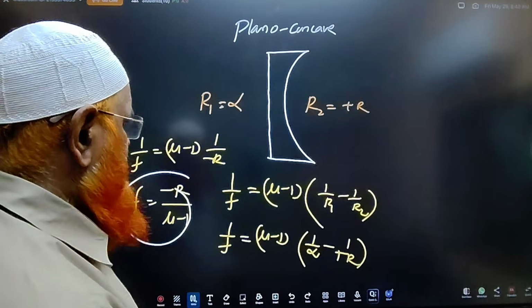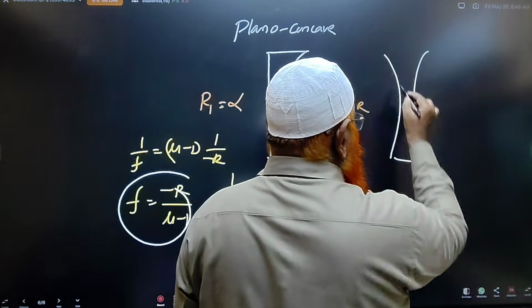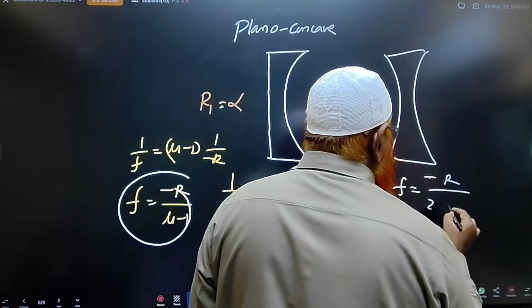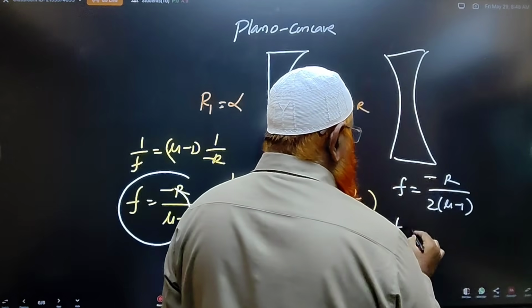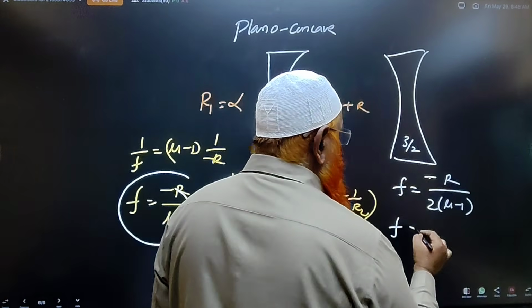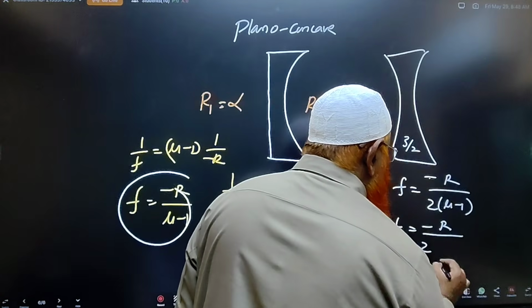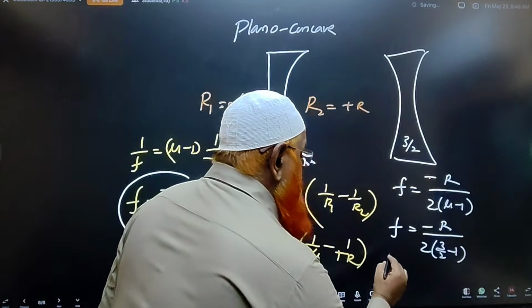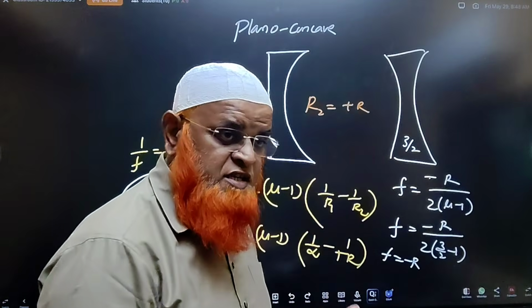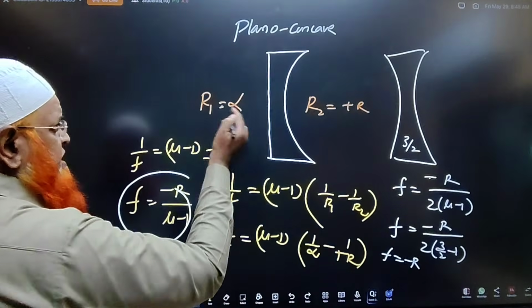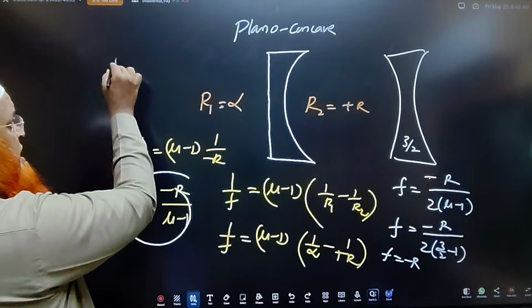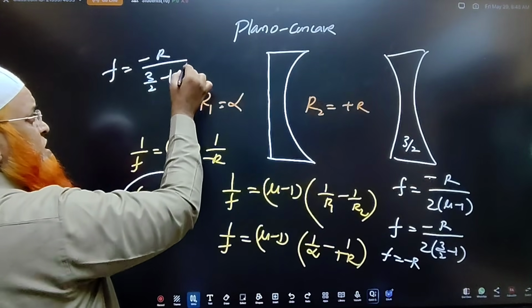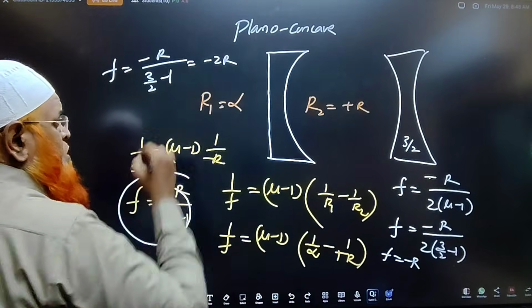So previously, if you take an equi lens, we got focal length as minus r by 2 into mu minus 1. If you substitute the value of refractive index, I got minus r by 2 into (3 by 2 minus 1). As 3 by 2 minus 1 is 1 by 2, it gets cancelled. You are getting focal length as minus r, just now explained. But what is the focal length in the plano convex lens if you substitute this formula? f is equal to minus r by (3 by 2 minus 1), which is nothing but 1 by 2. So this is nothing but minus 2r.